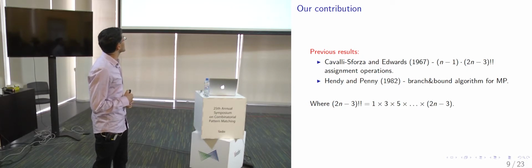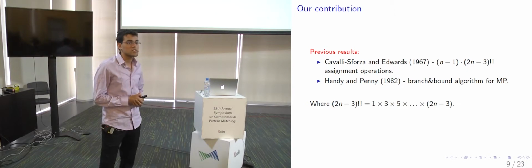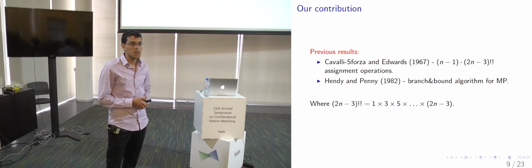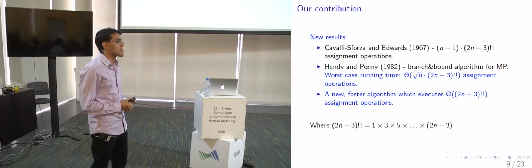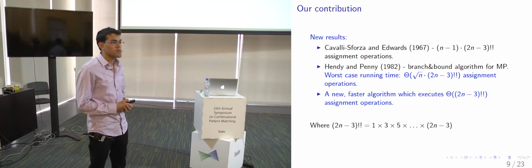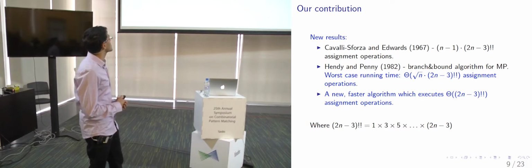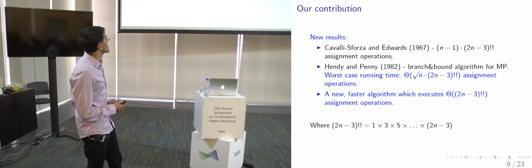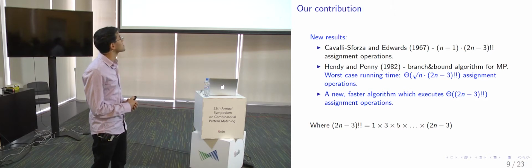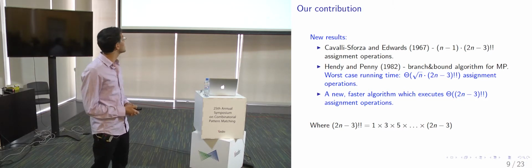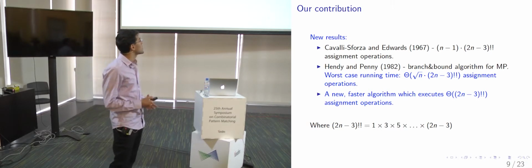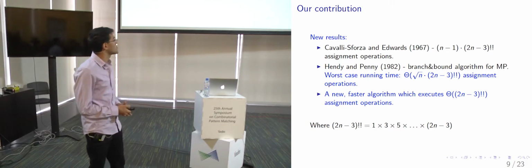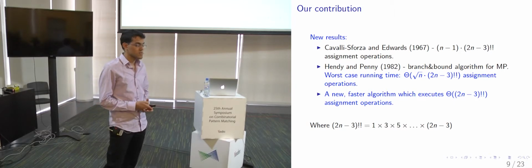Later, Hendy and Penny gave a different approach, which is a branch and bound algorithm. They did not properly analyze its worst-case running time. Our first contribution was to give an exact worst-case running time for the Hendy and Penny algorithm, which is actually faster than the one of Cavalli-Sforza and Edwards, and it's square root of n times (2n-3)!!. We also proposed a new faster algorithm, which executes Theta of (2n-3)!! assignment operations.